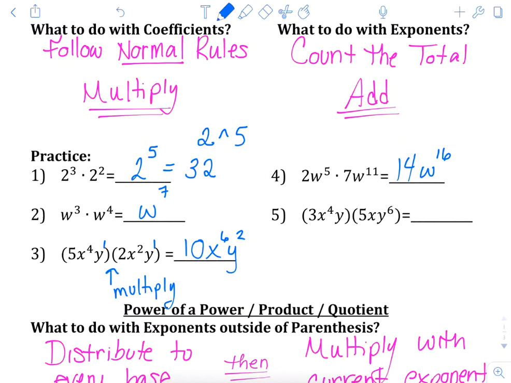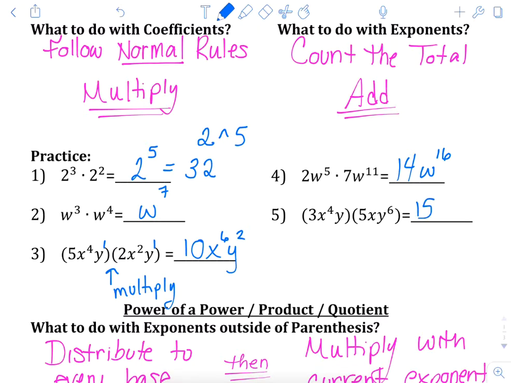Okay? I want you guys to take a couple seconds, go ahead and try number 5 on your own, and then we'll check your answer. Go ahead, try it. Okay. Your answer to start should be 15. We're multiplying the 3 and the 5 just like normal.